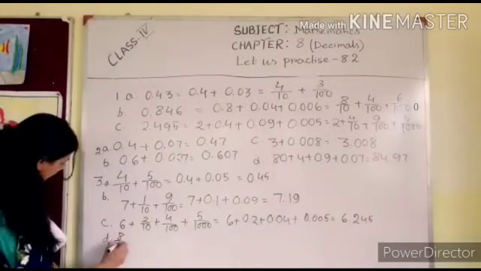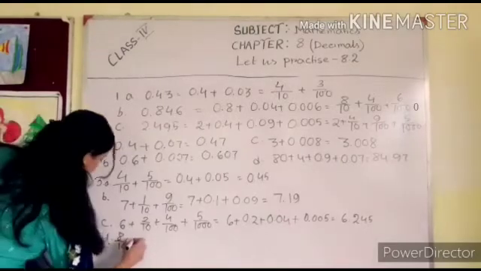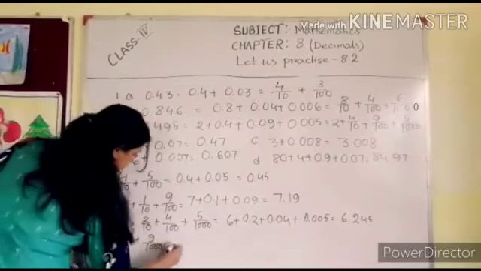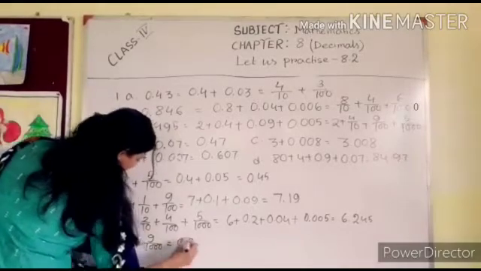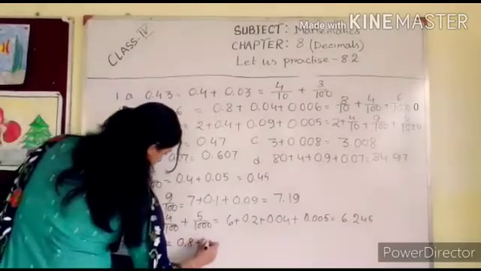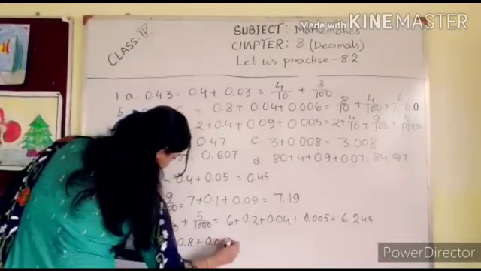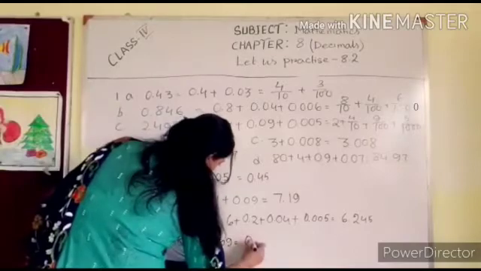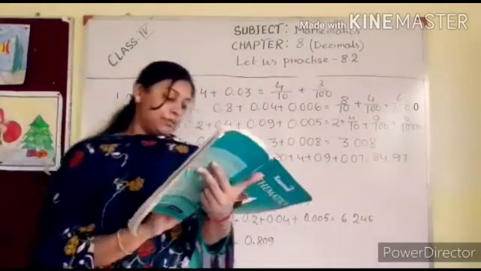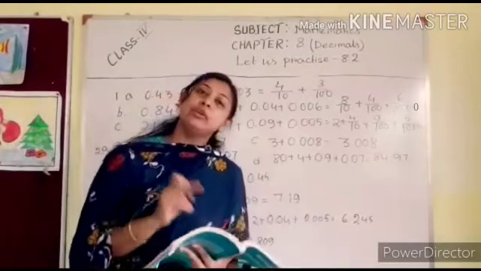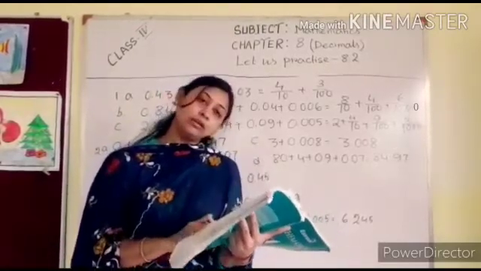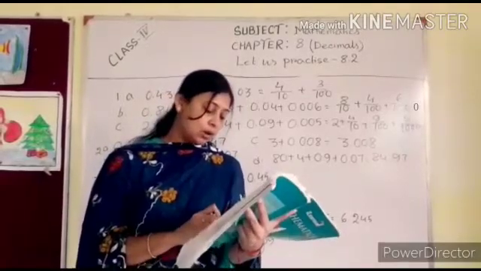8 by 10 plus 9 by 1000. 8 by 10 means 0.8, because 8 is the numerator and 10 is the denominator, plus 0.009. So your answer will be 0.809. E and F you will do. Okay. First you will try. If you can't do it, then I will solve all of this.